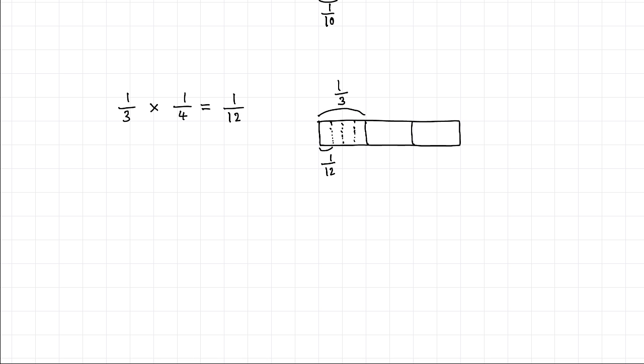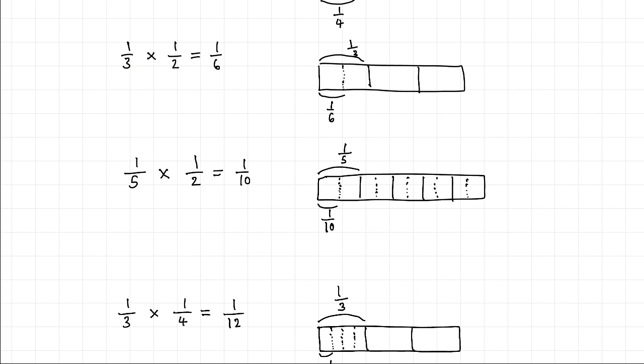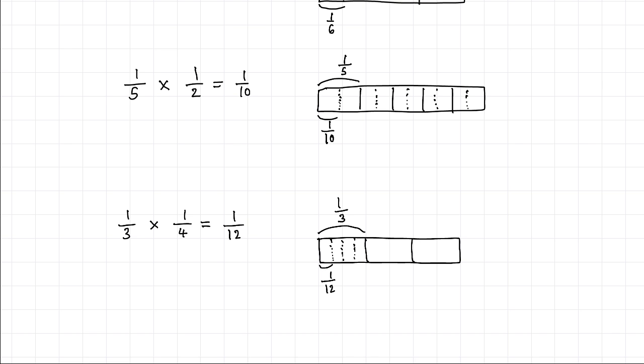And you'll notice a pattern here. So what we have here, when we had a third times a half, we can see that 3 times 2 gives me 6. And I know how that came when I look at the diagram. And again, when I had 1/5 times a half, 5 times 2 gives me 10. And again, I know how it came from my diagram. And finally, I had a third times a quarter, and 3 times 4 gives me 12.